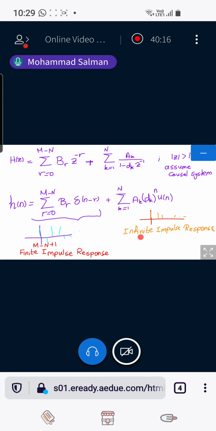So we abbreviate this as IIR system, infinite impulse response system, where the previous one we abbreviate as FIR systems. FIR system, okay? Clear? So two main classes of systems or filters, FIR ones and IIR ones.